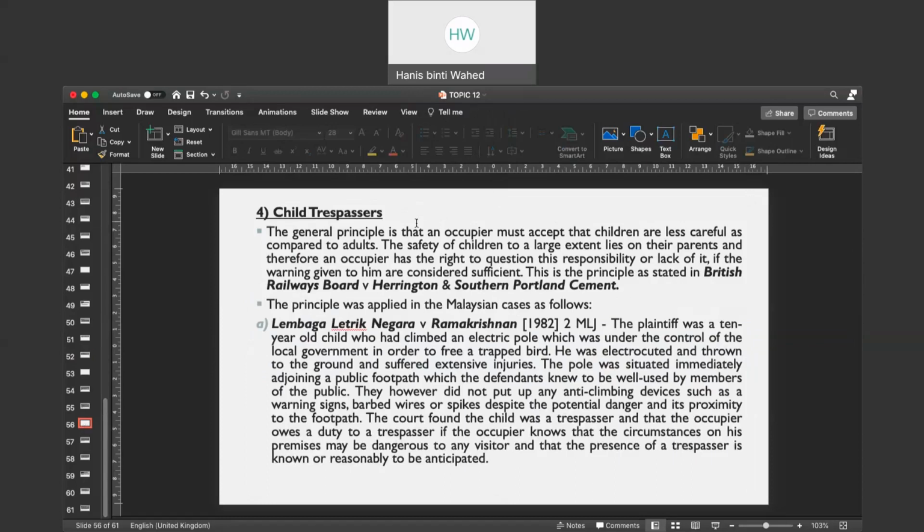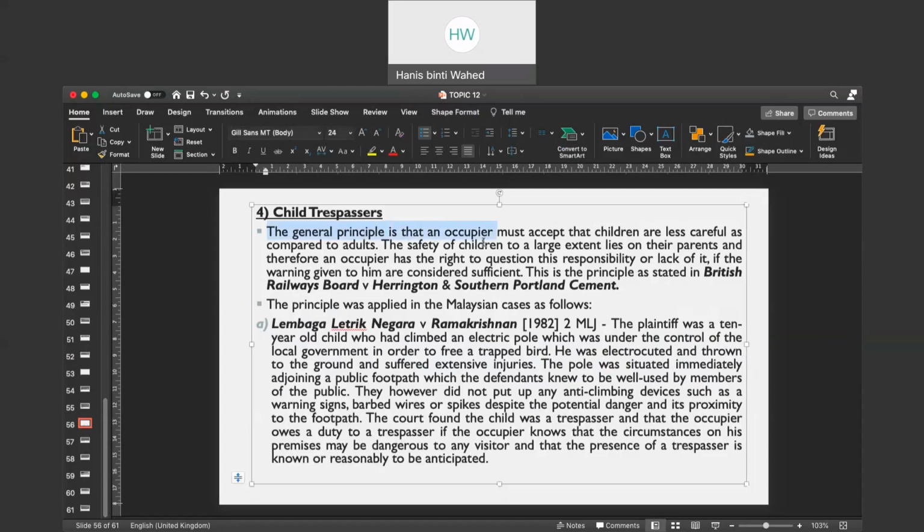For child trespasser, the general rule is that an occupier must accept that children are less careful as compared to adults. The safety of children to a large extent lies on their parents, and therefore an occupier has the right to question this responsibility or lack of it, if the warning given to him is considered sufficient. This is the principle as stated in British Railway Board. Yeah, sama juga, kiranya samalah position child trespasser.